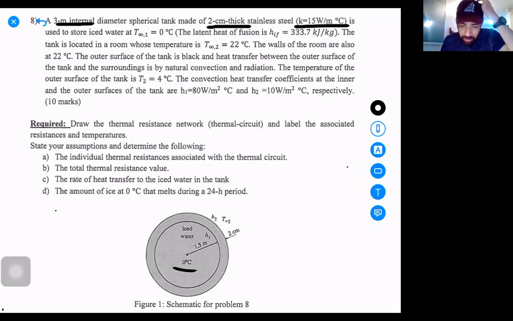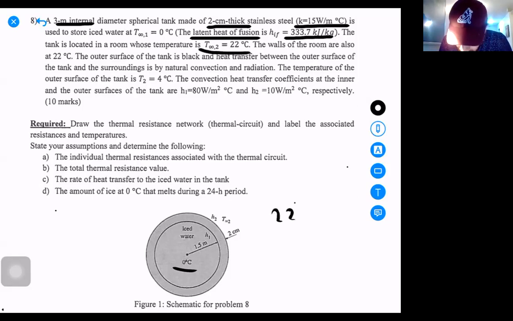It's saying that the latent heat of fusion is 333.7 kilojoules per kilogram, and the tank is located in a room whose temperature is 22 degrees Celsius for the outer space of the room, and the walls of the room are at 22 degrees as well.